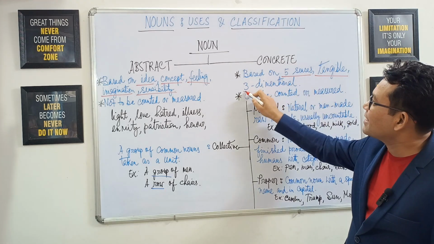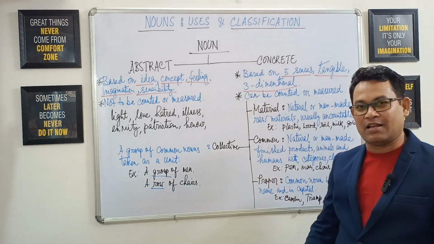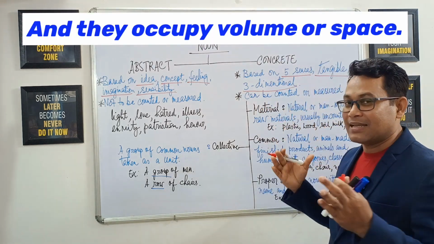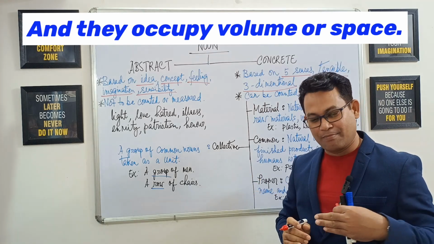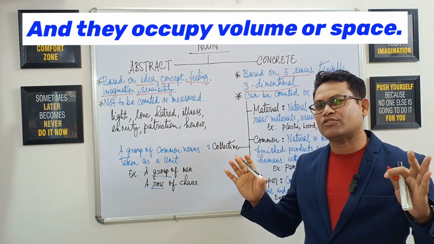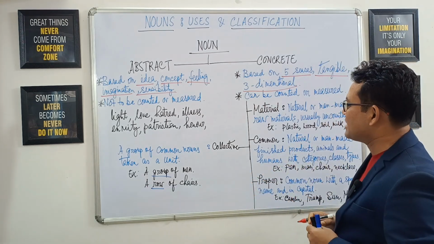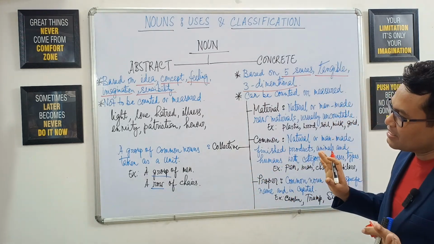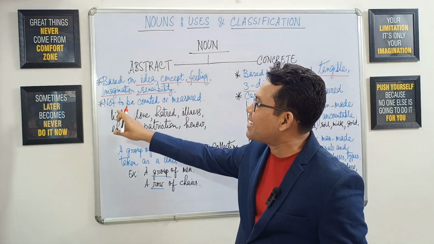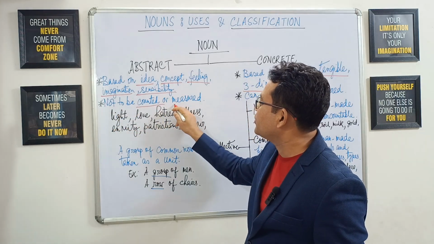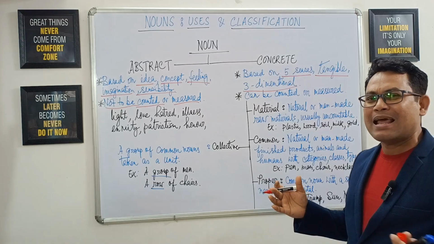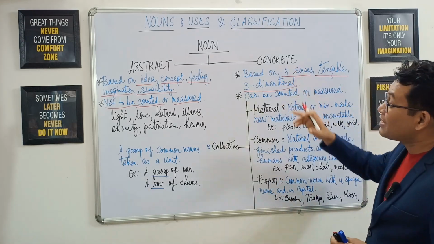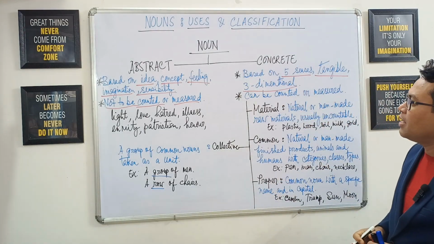And of course, all the concrete nouns are three-dimensional, meaning they have length, breadth, and height. That's why they are three-dimensional, and that's why they are tangible. Second difference: abstract nouns are not to be counted or measured. That means we can't count or measure an abstract noun, while we can do so in the case of a concrete noun.